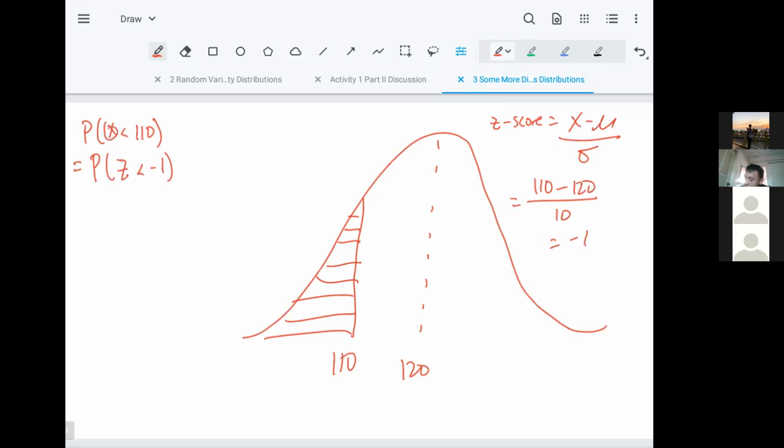Kino-convert mo ito into its z-score. Pwedeng i-define ko siya as x, tapos standardized yung tawag, standardized as z. So this becomes 0, since 120 minus 120 over 10 is 0. And 110 minus 120 over 10, that's gonna be -1. Okay pa ba?